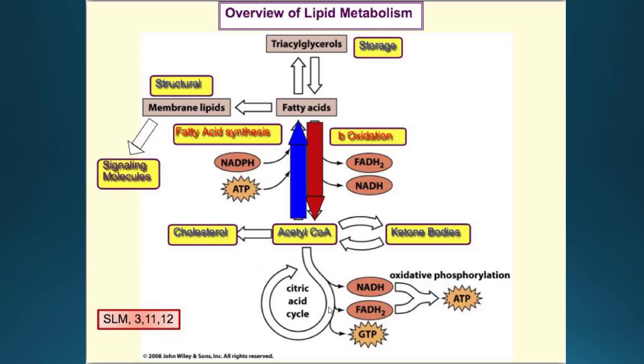In this, triacylglycerol in the storage form or structural lipids all undergo beta oxidation, where FADH2 and NADH molecules are produced, and ATP is used to convert that fatty acid into acetyl-CoA, and that acetyl-CoA undergoes the TCA cycle or citric acid cycle. Then the citric acid cycle produces NADH, FADH2, and GTP molecules, which undergo oxidative phosphorylation for the generation of energy.